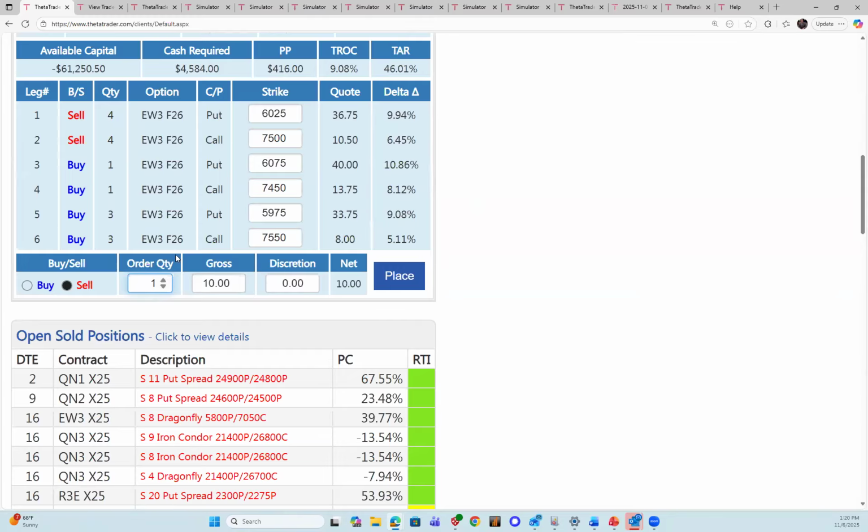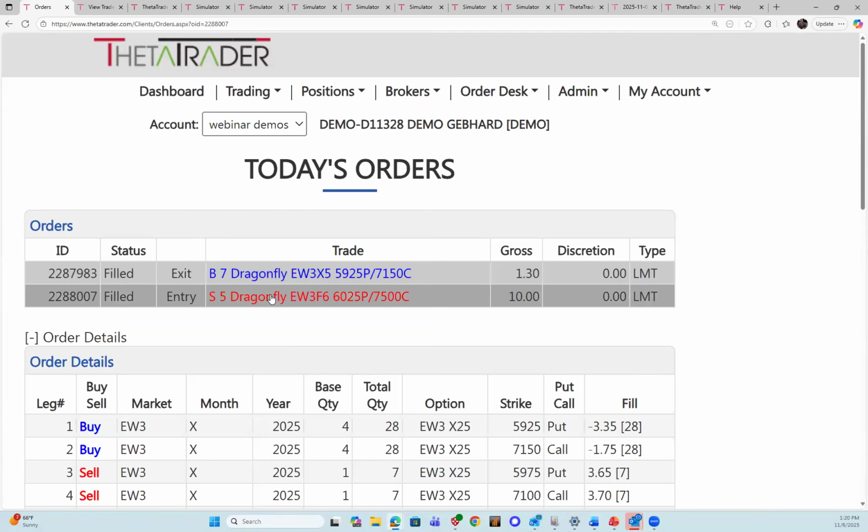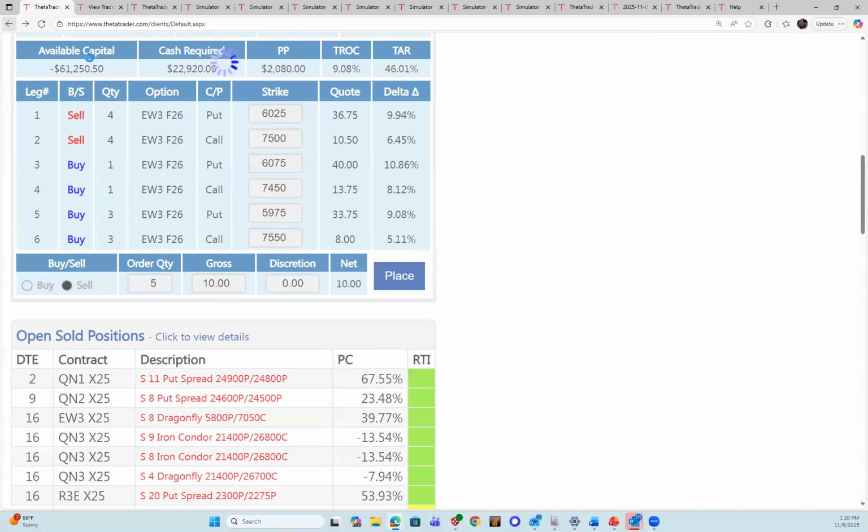So we'll go ahead and just, I don't know, maybe go with 5 of these. And there you go. It just shows that you've sold these 5 dragonflies because we're in a demo account. It just assumes your order is filled.